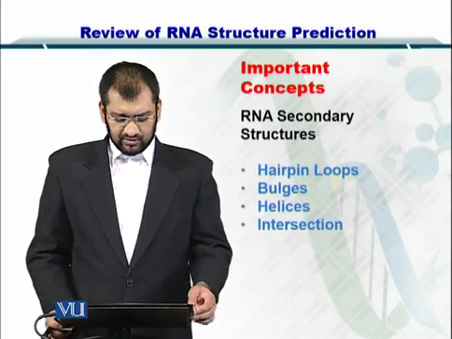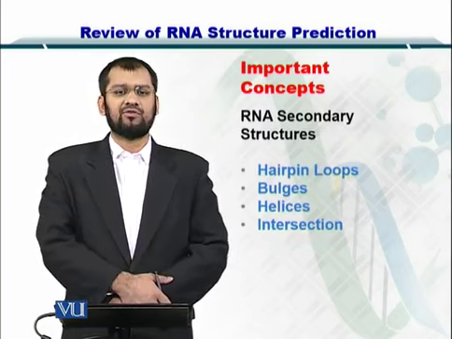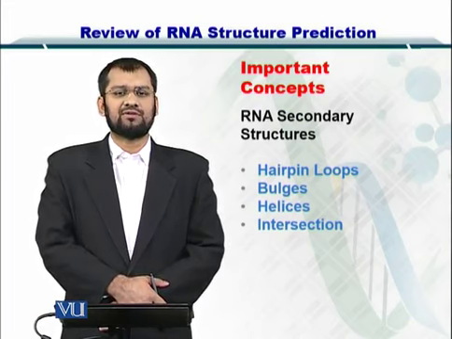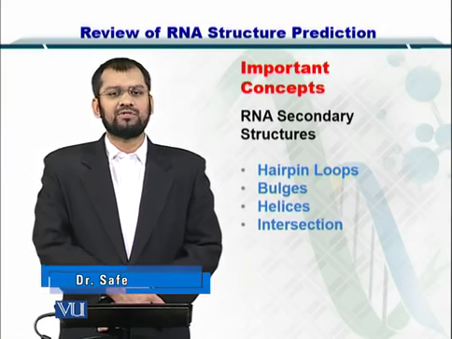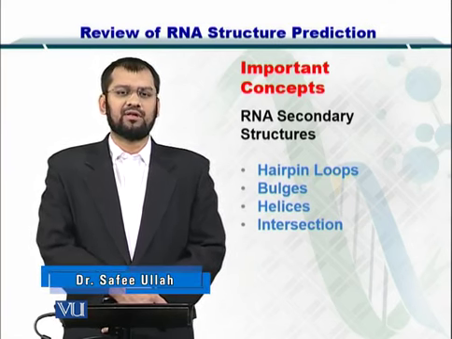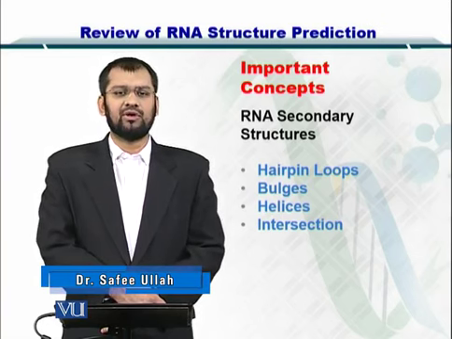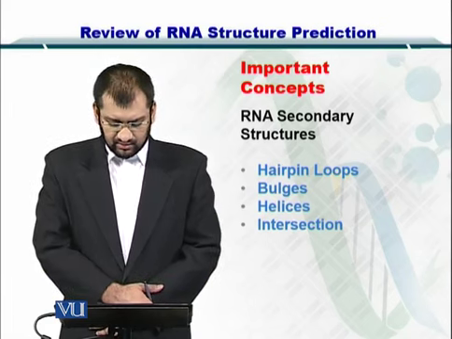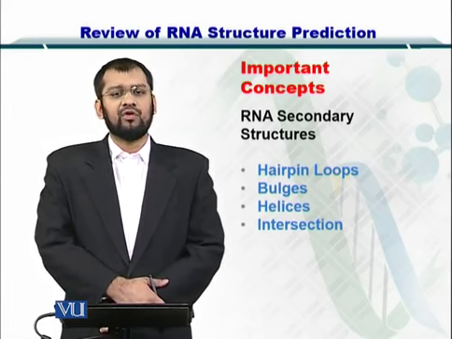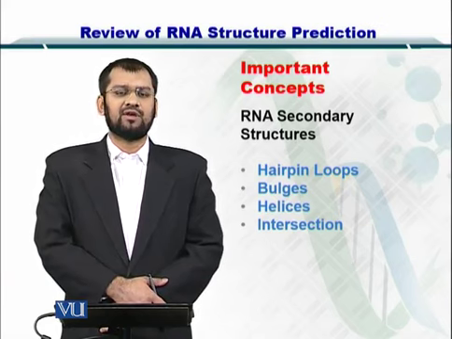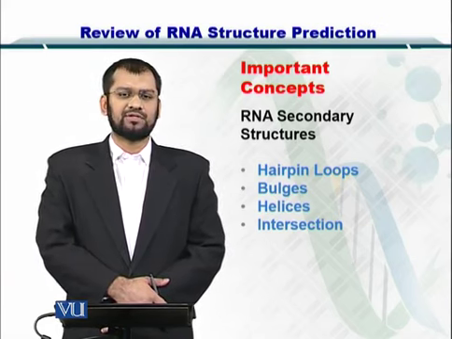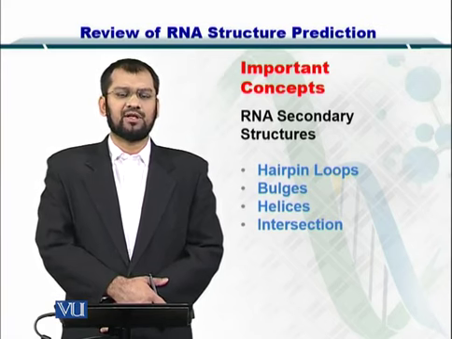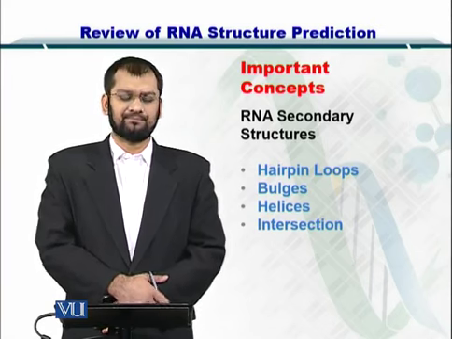So therefore, the need for RNA structure prediction led us to study the various structures that were present in the RNA molecules. We came to know that there were 4 general types of secondary structures in an RNA molecule. These included the hairpin loops, bulges, intersections, and the helices. So these secondary structures come together to create tertiary structures, and then the tertiary structured RNAs go on to perform a variety of functions within the biological system.